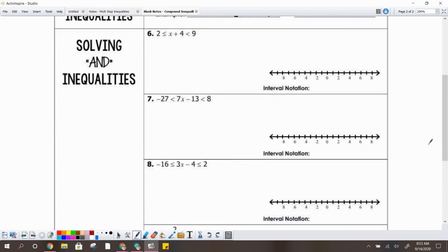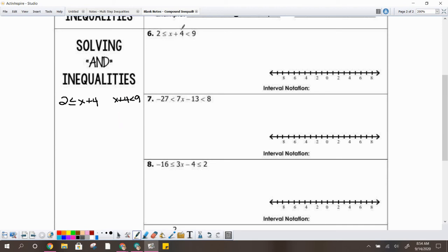So there's two ways you can solve this. Whatever works easier for you is what I want you to do. You can break this apart into two separate inequalities, solve them, and then recombine them. Or if you can make sure you're keeping everything balanced, you can just solve it as is. I'm going to solve it as is, but if you separate it, you would have 2 is less than or equal to x plus 4 as one, and then x plus 4 is less than 9 as the other, and you would solve these and then combine them.